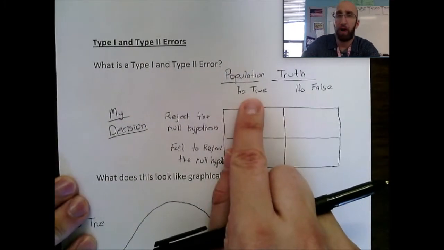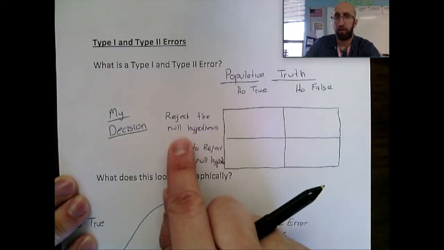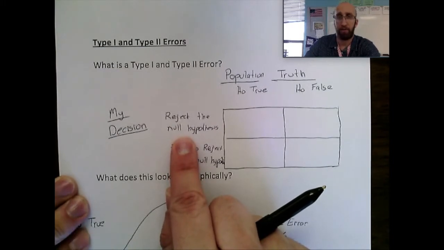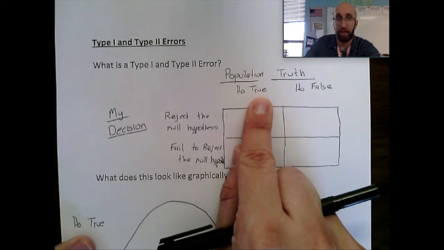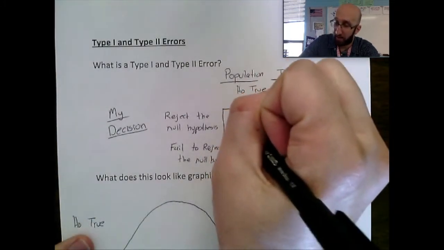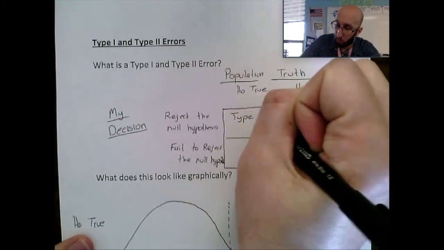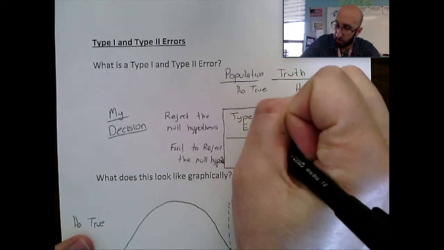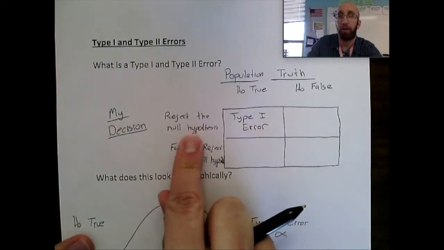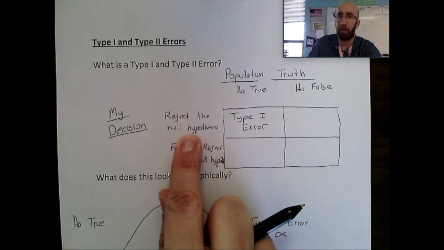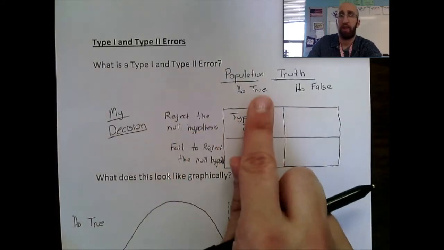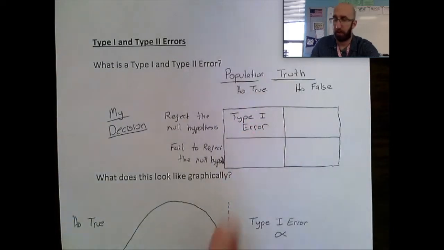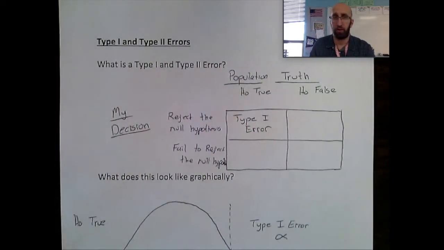So if the null hypothesis is true and you reject the null hypothesis, so you're saying no to something that is true, you made a mistake there. That is a type 1 error. Again, that is happening only if you're rejecting the null hypothesis. It's the only way a type 1 error can happen. You're rejecting the null hypothesis even though it's true. Type 1 error. Let me show you what this looks like graphically.